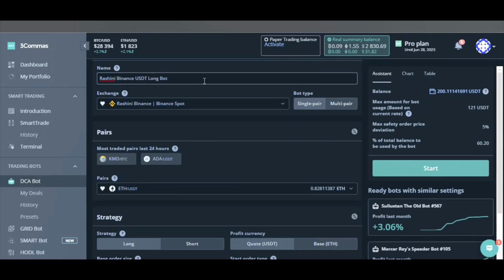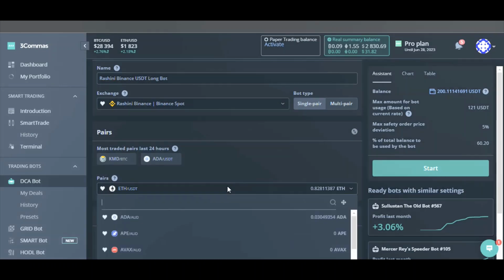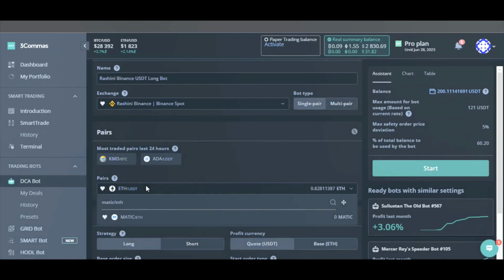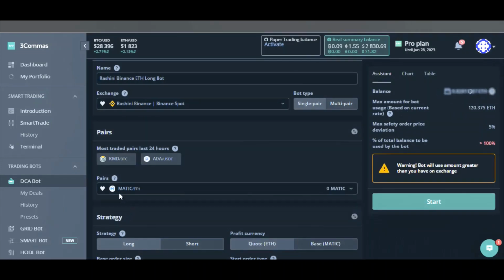Here you can name the bot as you like, but the first thing is to select the pair you want to run. I have some Ethereum remaining in my account, so I'm going to set the bot in a currency pair which is available with Ethereum. In this case, I'm planning to use Polygon and Ethereum, so I'm selecting this currency pair. Using my Ethereum, I'm going to buy Matic, right? Polygon, right?